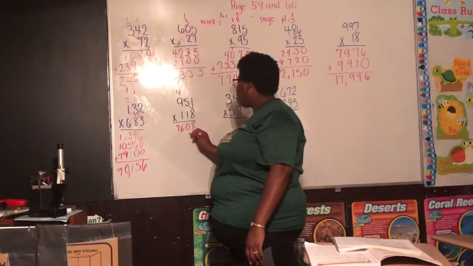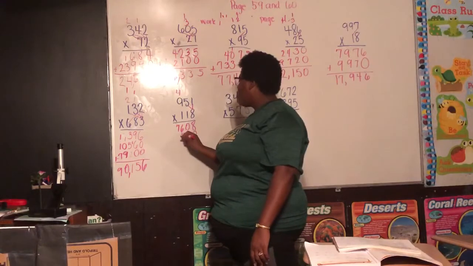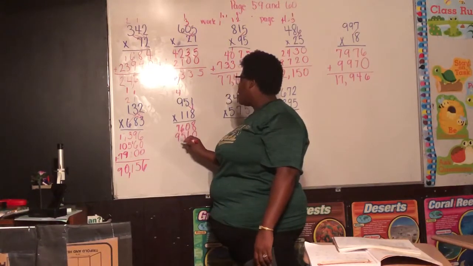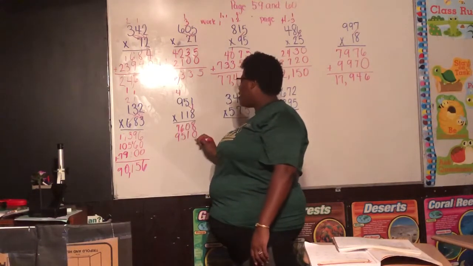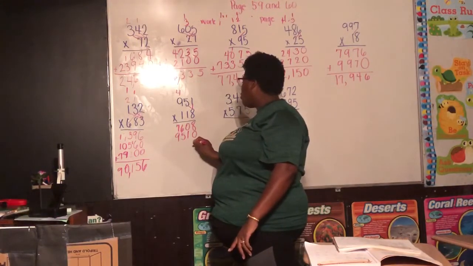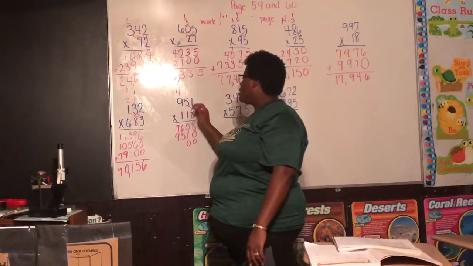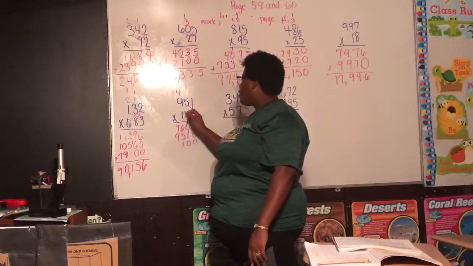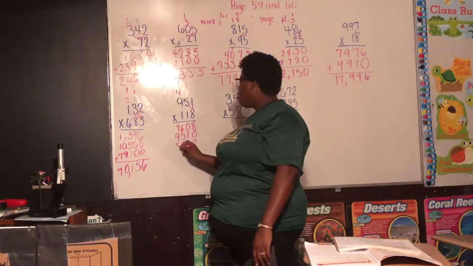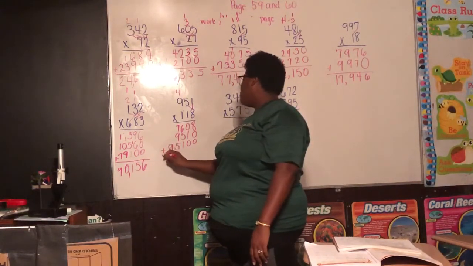So 1 times 1 is 1. 1 times 5 is 5. 1 times 9 is 9. Now it's time to go to that number. But before we go to that number, not 1 0, we're going to put 2. Those still have to stay lined up. 1 times 1 is 1. 1 times 5 is 5. 1 times 9 is 9. Add it up.